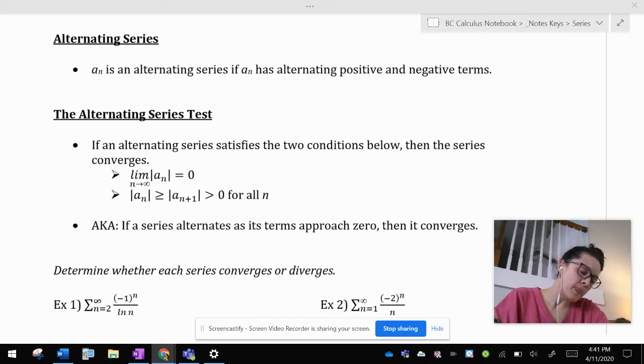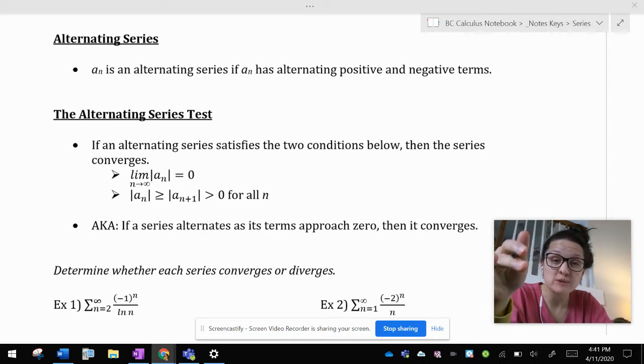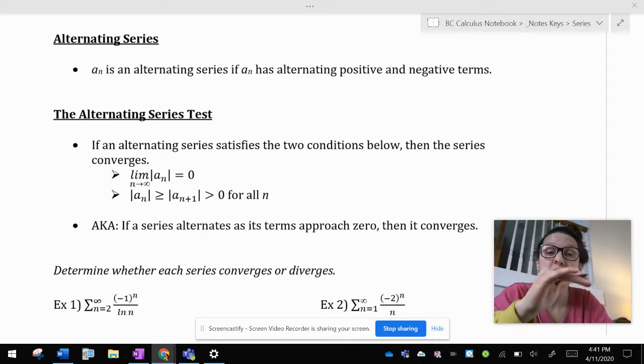So, I actually saved the best for last, and this is the alternating series test. And honestly, it's one of the easiest of them all, which is great. And you're probably thinking, why didn't you just tell us this first? Well, because it only works for alternating series. What's an alternating series? One that goes positive, negative, positive, negative, positive, negative.